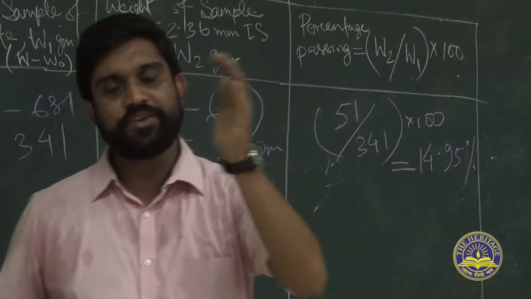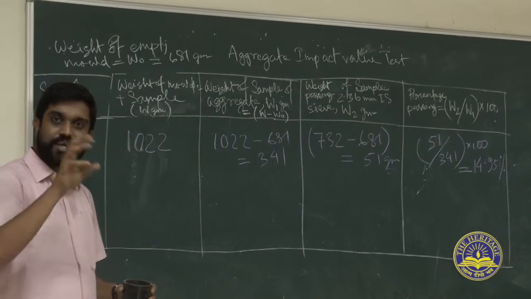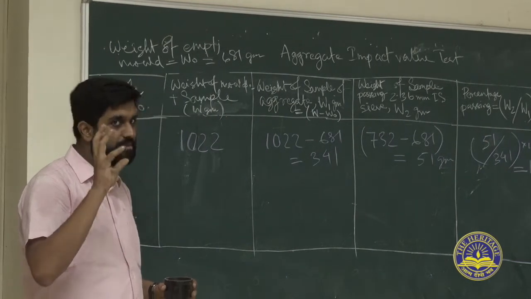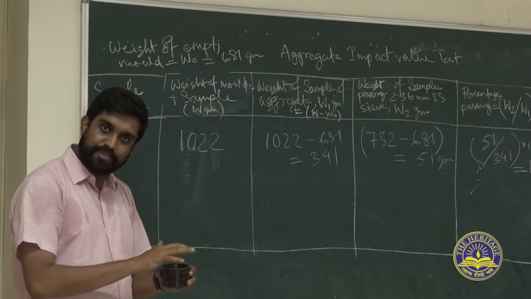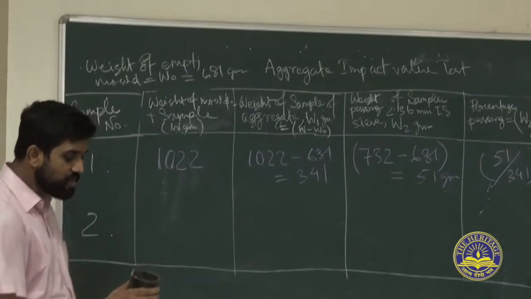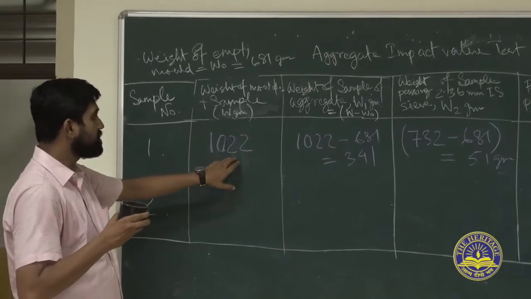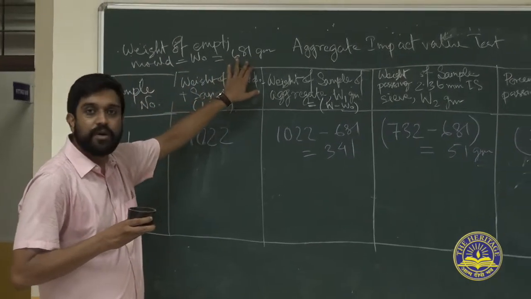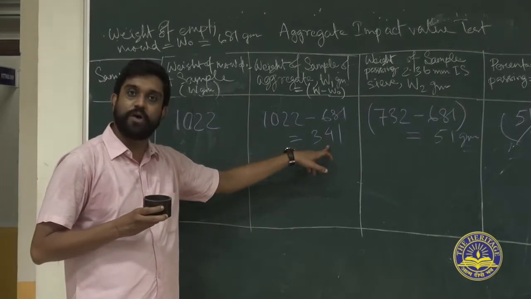Now just a bit of recapitulation of what we did from the first. We take the aggregates of 12.5 mm passing and 10 mm retained. That sample we have taken in 3 layers, tamping being done in 3 layers, and with the weight of the mold and the sample it was 1022 grams and the weight of the mold was 681 grams. So the amount of sample taken was 341 grams.